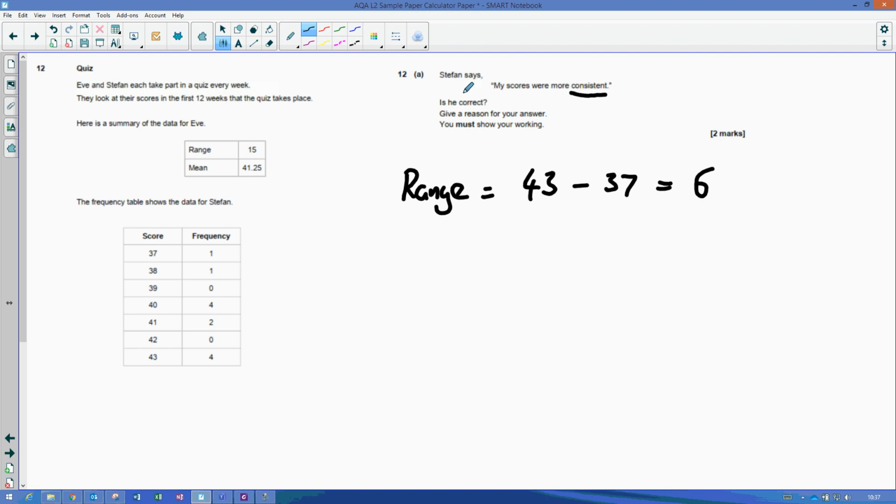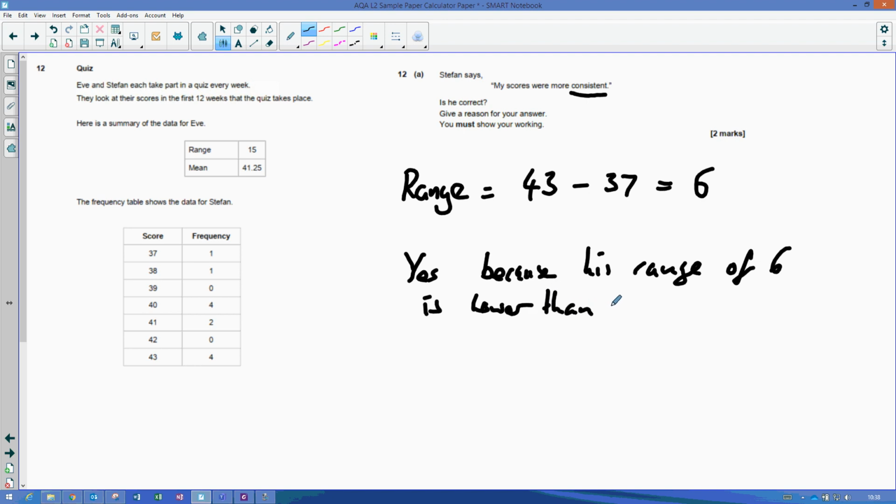Have I answered the question? No. I've been asked, is he correct? Oh, I need to answer that. So, yes, Stefan is correct. Why? Because his range of 6 is lower than Eve's range. So that's how you would want to actually answer this question. Work out the range, compare it with Eve's range.